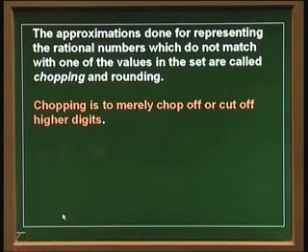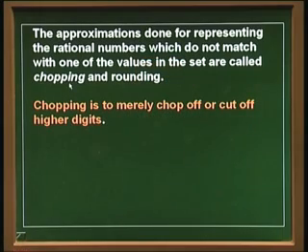Now, because of these limitations, when we represent numbers, we have to make approximations. We saw that, for example, when we try to represent pi, we have to chop off after some number of digits. There are two ways of doing that: we can either chop it off or we can round it off. They are called chopping and rounding. Chopping is merely to cut off the higher digits.